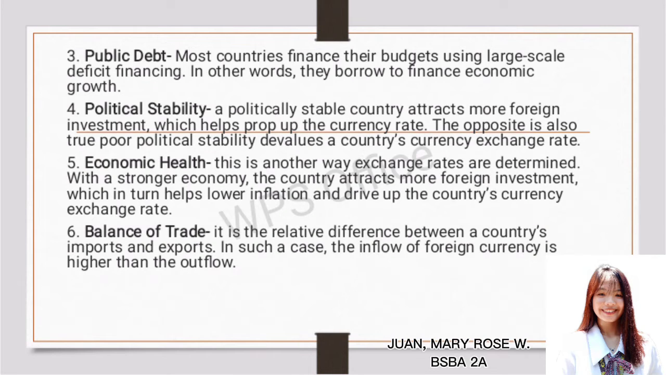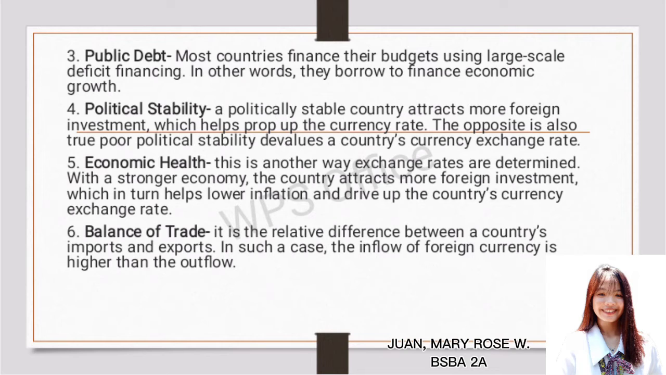Number 3 is public debt. Most countries finance their budgets using large-scale deficit financing. In other words, they borrow to finance economic growth. In general, it has been felt that debt financing is appropriate when the tax burden of a current financing for certain circumstances would be practically or politically infeasible. Examples are for national governments, war, and for local governments, large capital projects such as highways, schools, and so on.